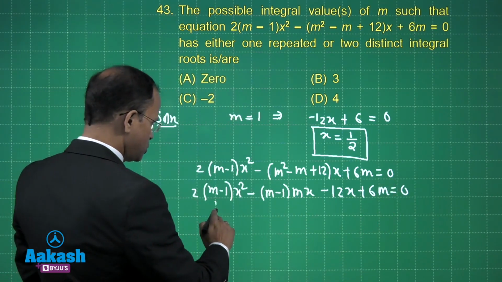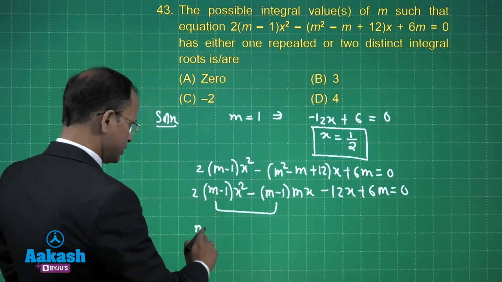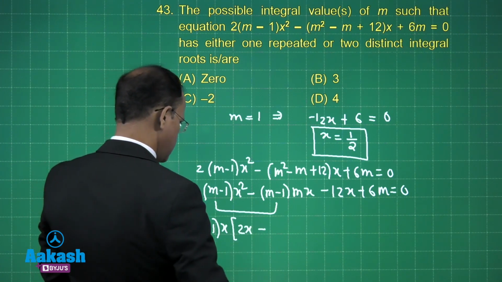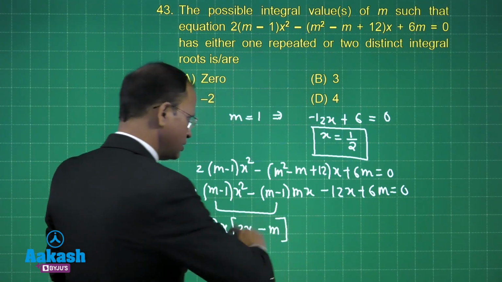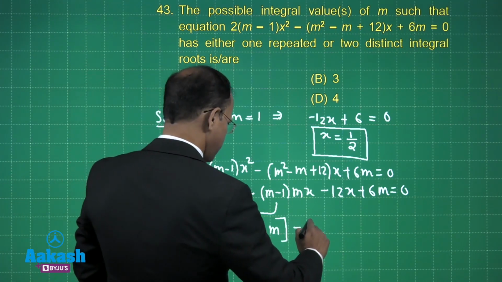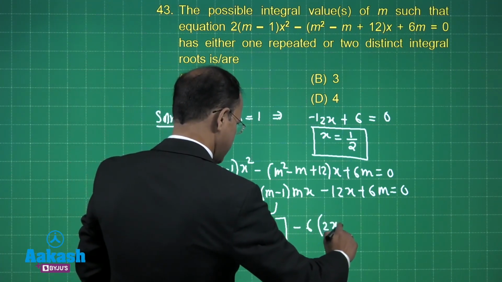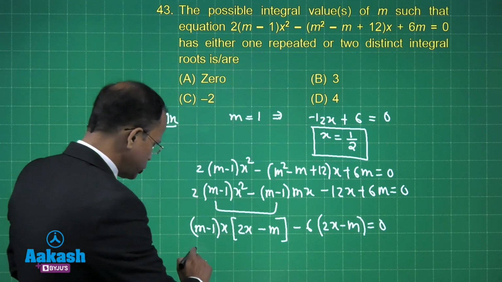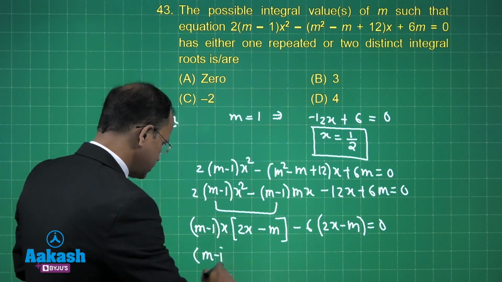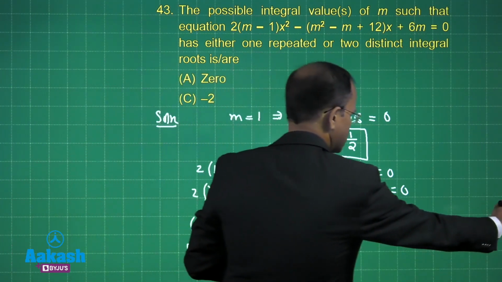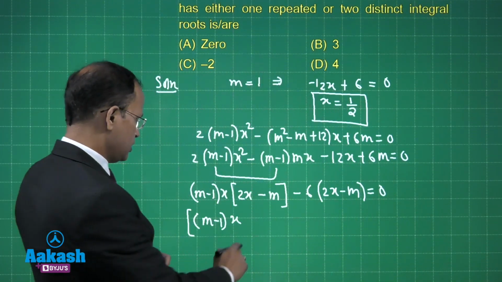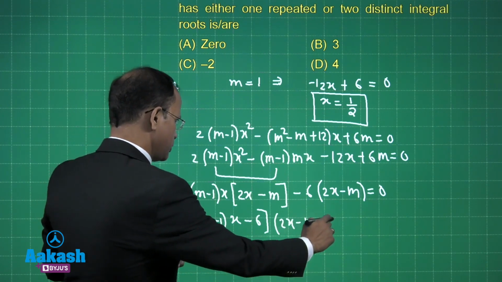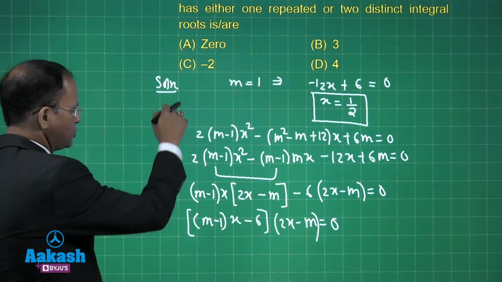Then we take these two values from here, and m minus 1 into x can be taken common. So we are left with twice of x minus m. Similarly, here also we have the same thing: we have 6 here and we have twice of x minus m, which is equal to 0. Now this is m minus 1 x minus of 6, then we have 2x minus m, and this is going to be equal to 0.